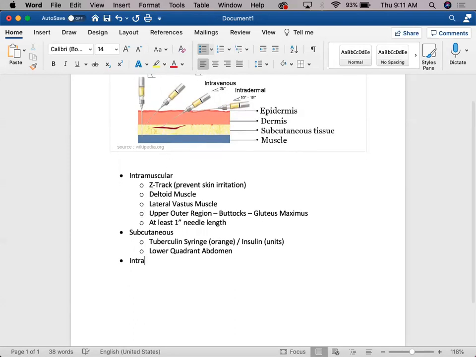Now, what was important about the intradermal? We also use a tuberculin syringe, very small, right? I don't need a big gauge, and that's the one with the orange on it, very small gauge needle. And the thing about intradermal is we use it a lot for skin testing, what's that called? Allergy testing. The areas where you could do it is the volar surface of your arm, which is your forearm, and or the interscapular area of your back.